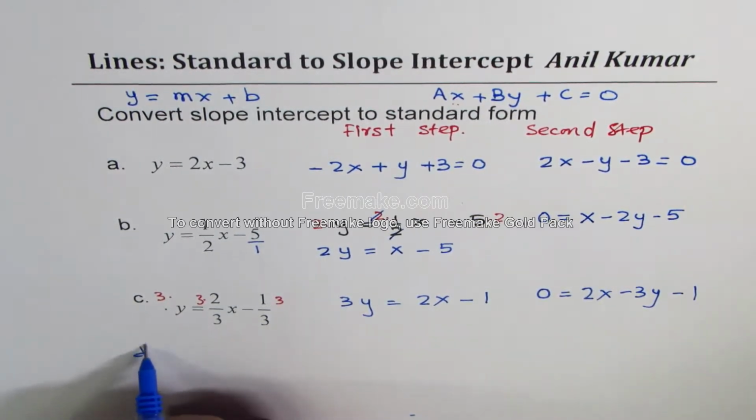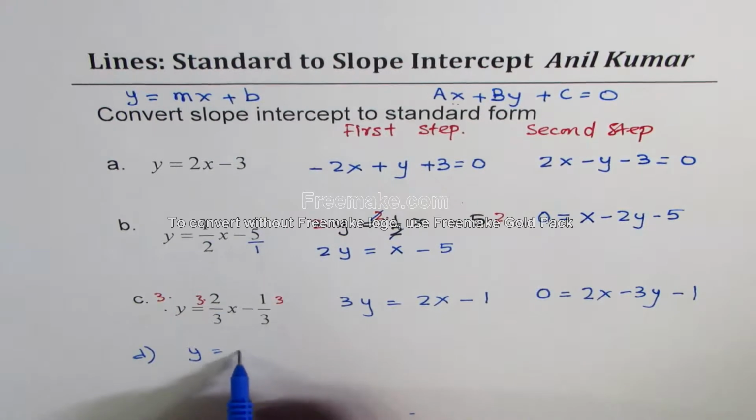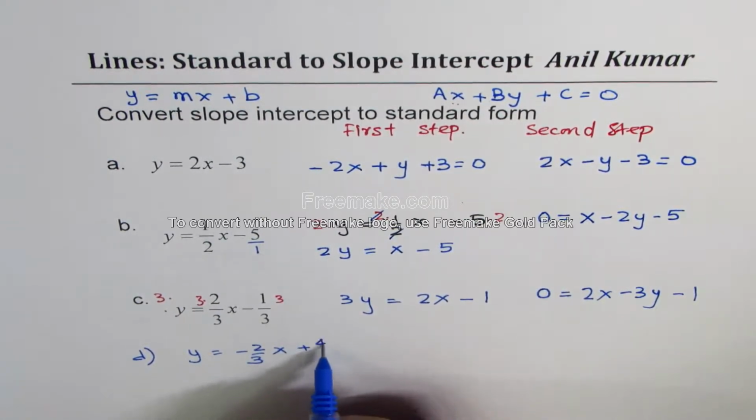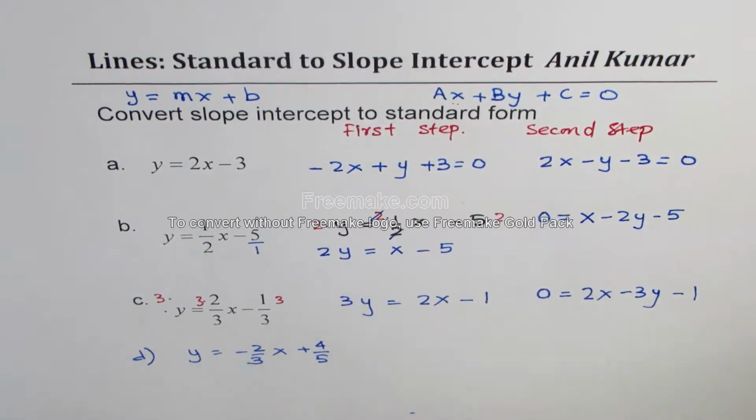Here is a practice question for you. y equals minus 2 over 3 x plus 4 over 5. Try to do this. We'll move on to the next page where we will have similar examples.